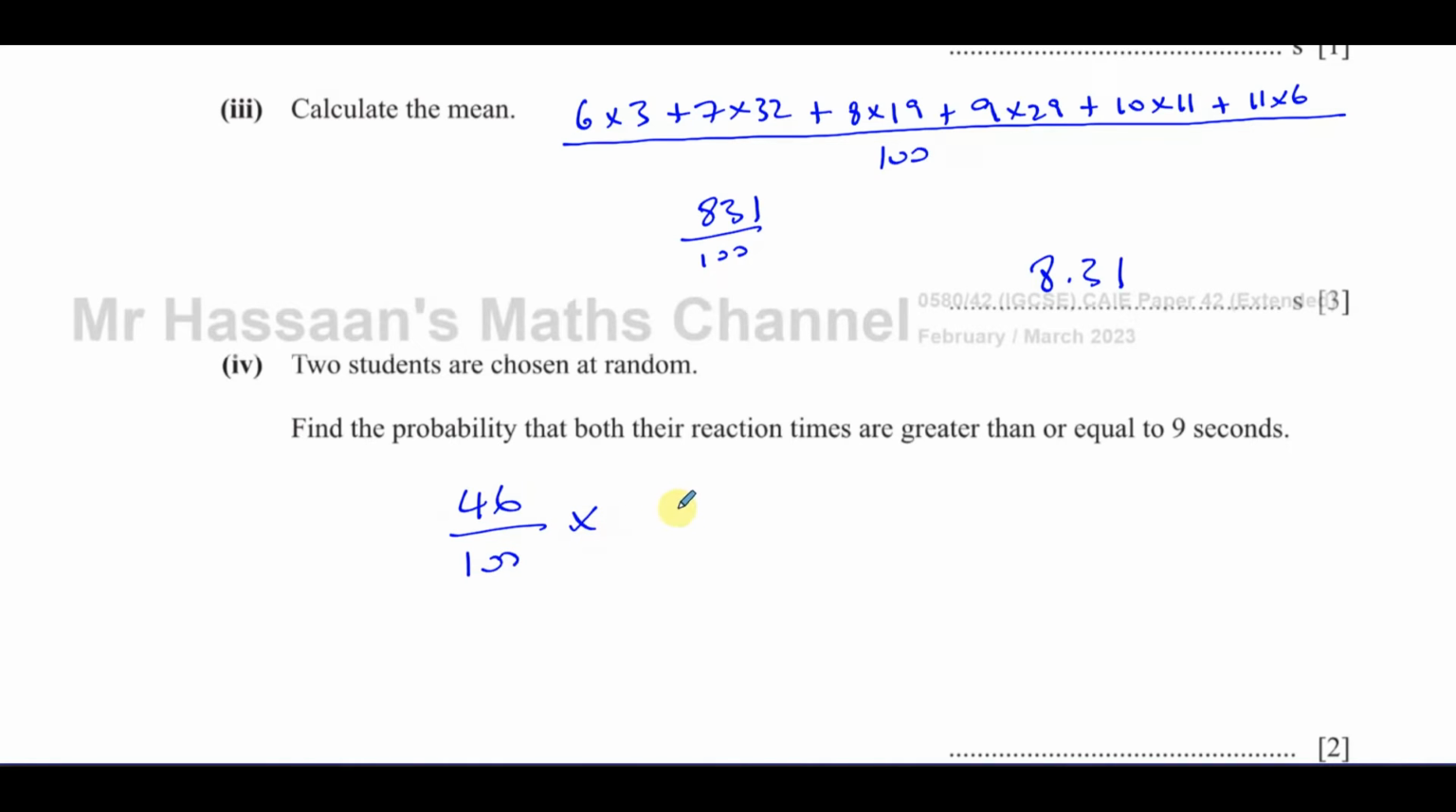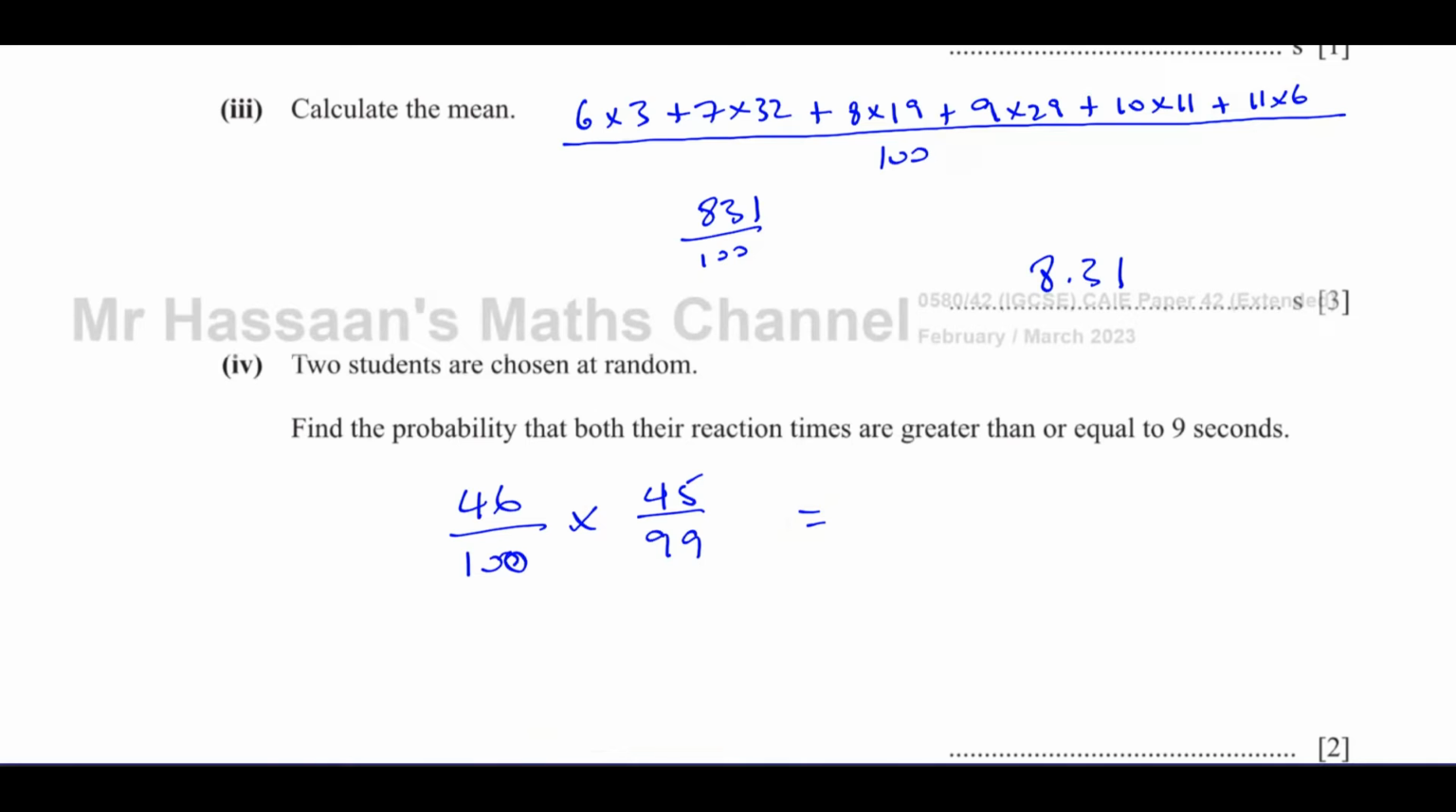here's the reaction time, also has to be greater than or equal to 9 seconds. Now there's 99 students remaining out of the 100 because you've taken one already who had a reaction time greater than 9, and you've got one less student also who's got a reaction greater than 9. So it's 46 over 100 times 45 over 99.